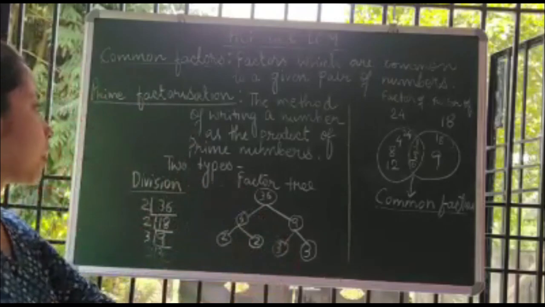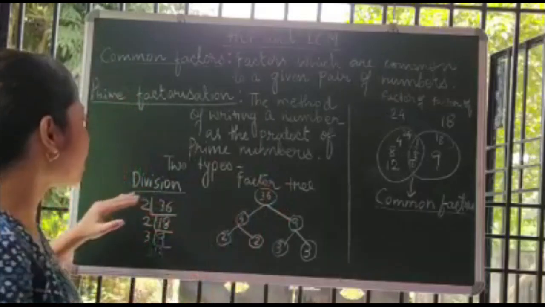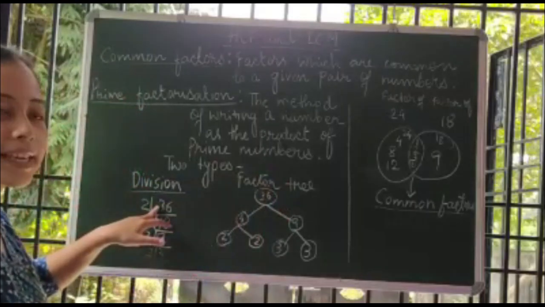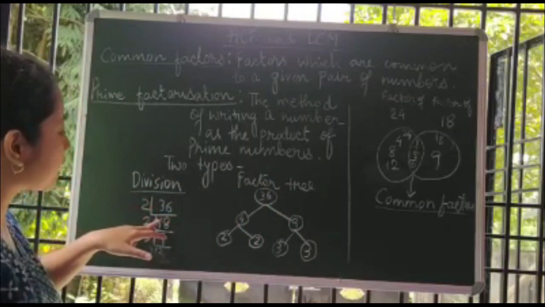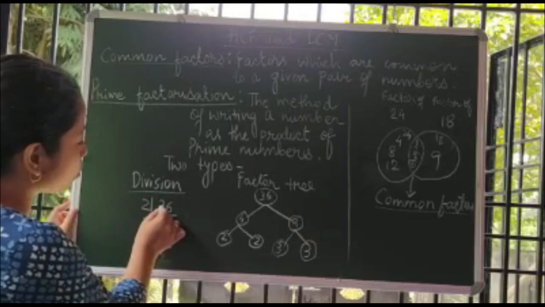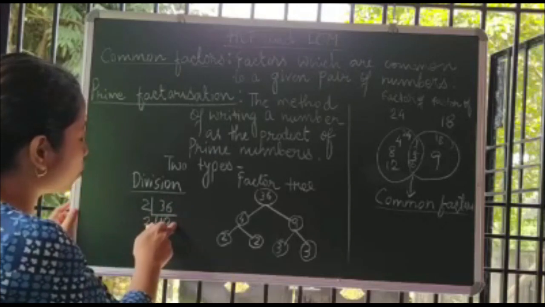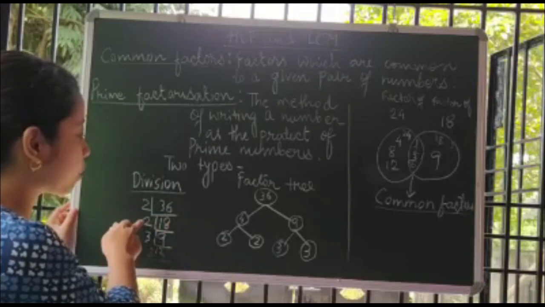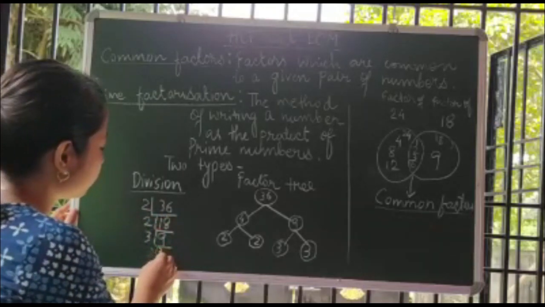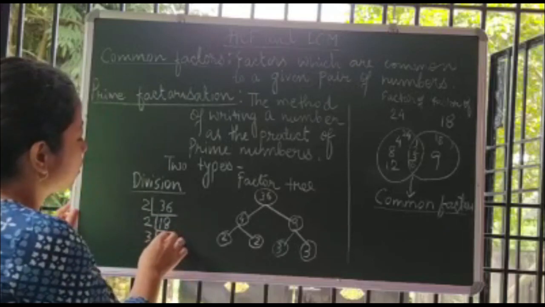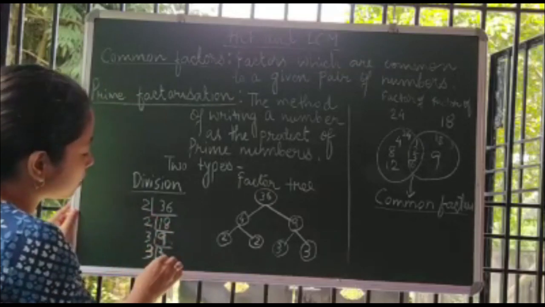So there are two types of prime factorization. One is division and the other one is the factor tree. Now let us come to division. Take 36. 2 18s are 36. Again, can we divide this 18 by 2? Yes, because in the table of 2, 18 is there. 2 9s are 18. Again 9 came. So 3 3s are 9. Again 3 1s are 3.